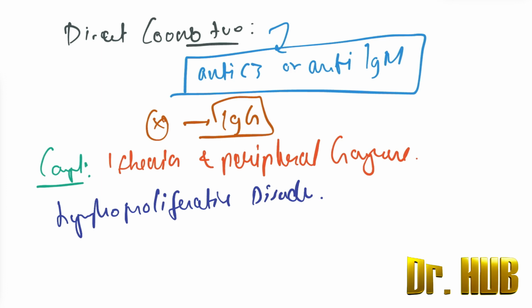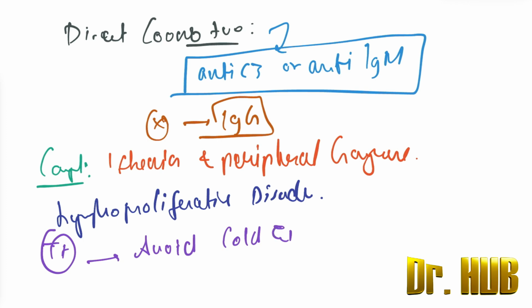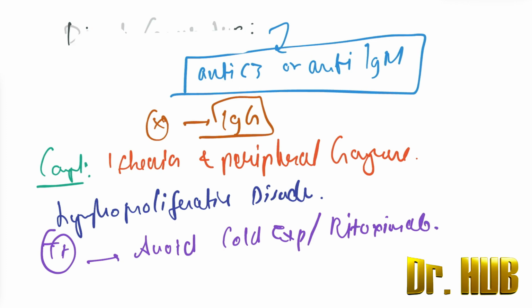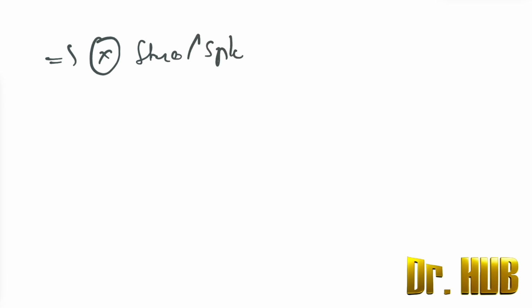Now let's look at the treatment. The treatment of the cold agglutinin AIHA includes avoiding cold exposure as well as rituximab. Next, there is no role for steroids, as well as splenectomy or IVIG.